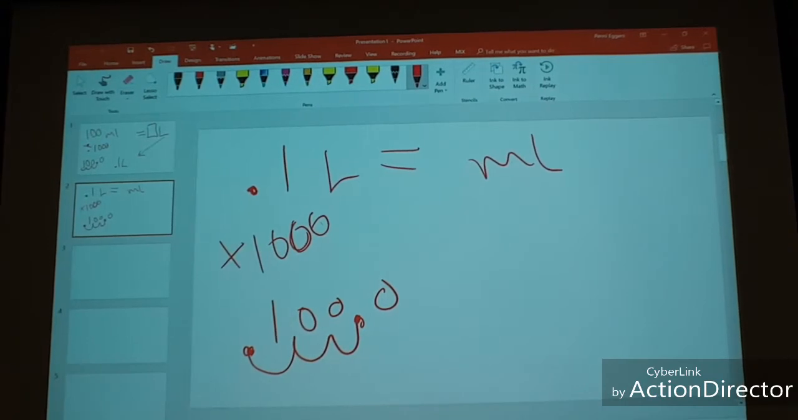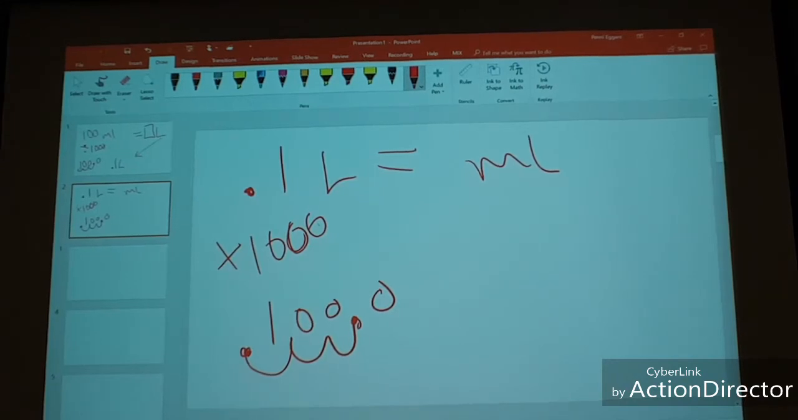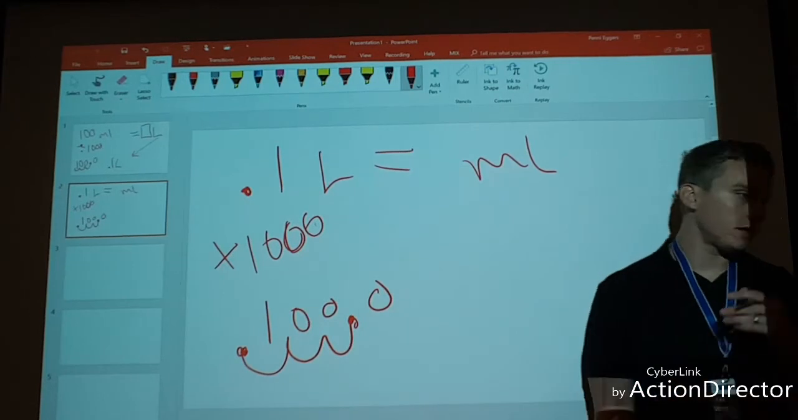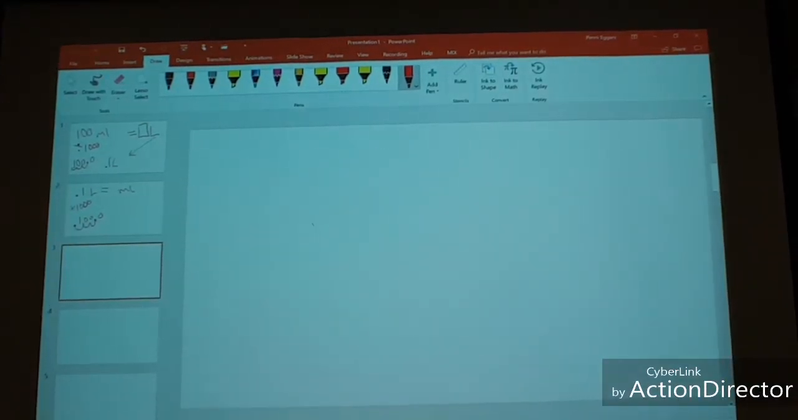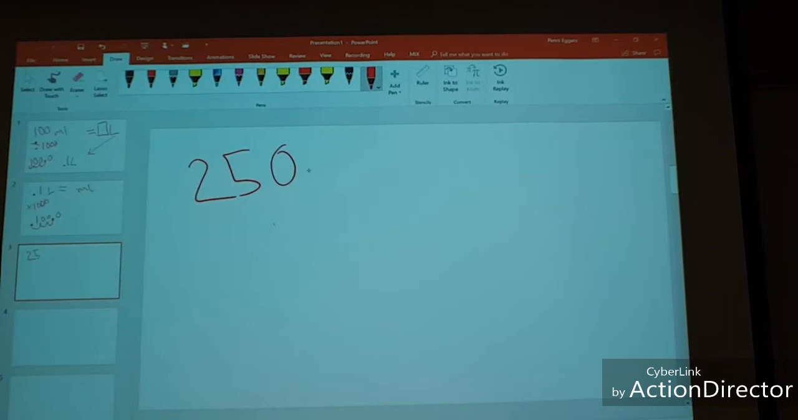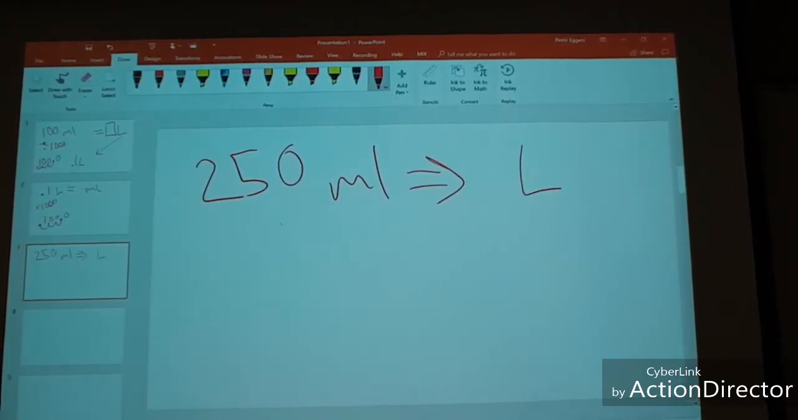Sorry, I lost everyone in the first portion. Okay? So hopefully, we kind of got the decimal thing out of the way, but understand that you just go by how many zeros you have, and you move it. I'll give you another example. We can make it 250 mLs into liters, right?